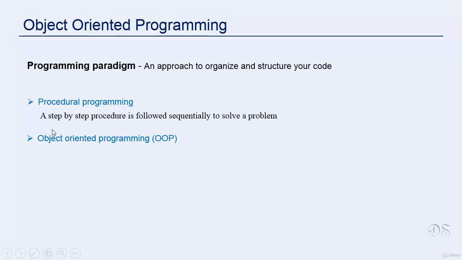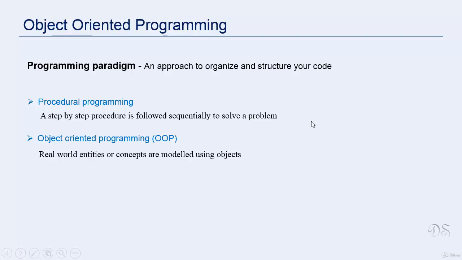In the procedural paradigm, there is a step-by-step procedure that is followed sequentially for solving a specific problem. It is implemented through code blocks called functions. The program is organized in a way such that the functions process the data of the program. In object-oriented programming, real-world entities or concepts are modeled using objects. An object has both state and behavior, means it contains both data and code to manipulate that data. So in procedural programming, you model your program in terms of functions, and in object-oriented programming, you model your program in terms of objects.